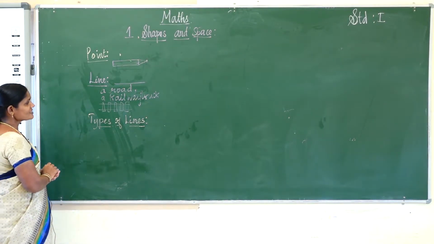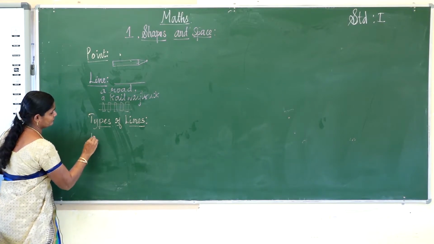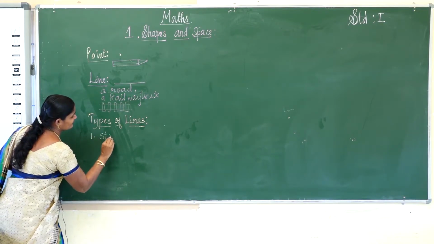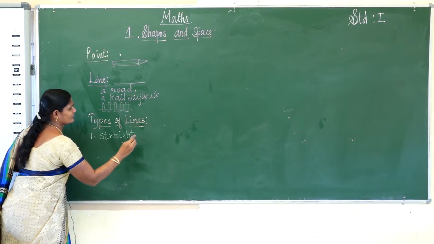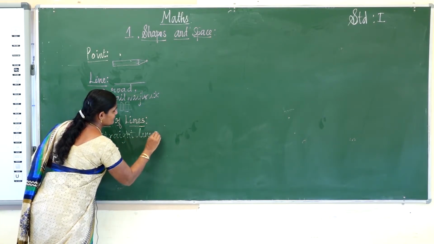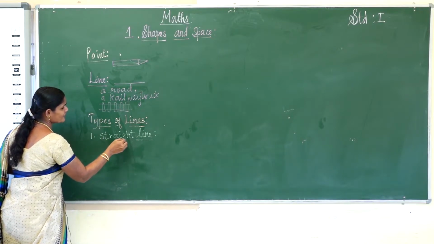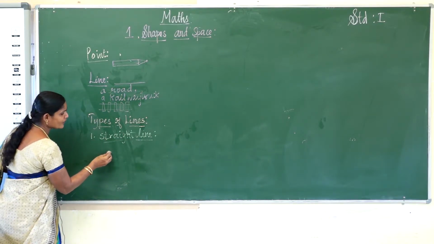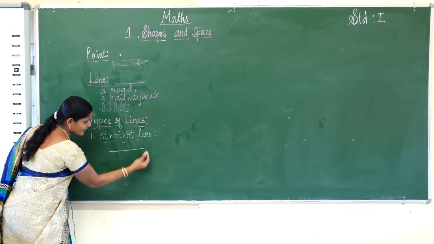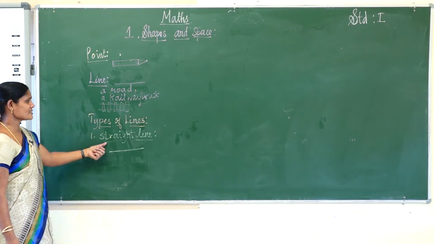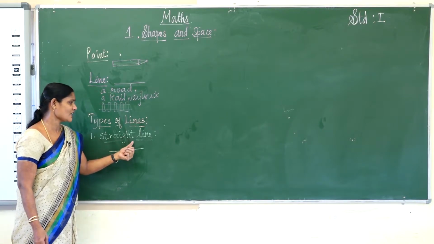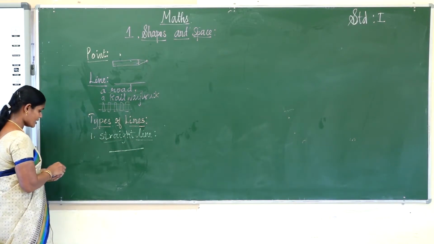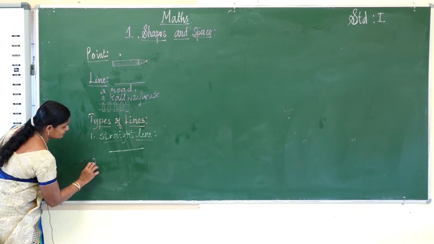Next we discuss types of a line. So what are the types of a line? First one is a straight line. How do you draw it? This is the straight line. Spelling: S-T-R-A-I-G-H-T. Straight line.